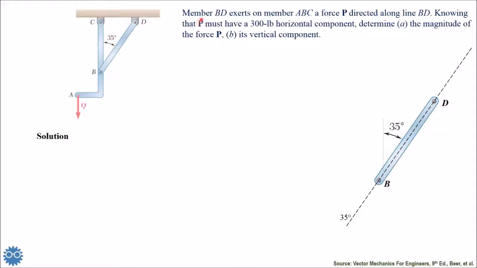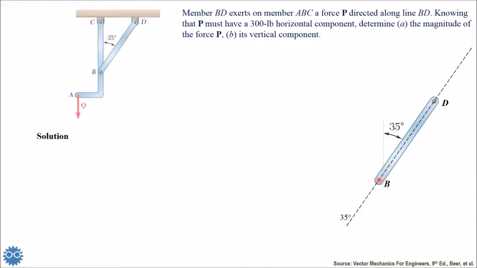So let's read the problem. Member BD exerts on member ABC a force P directed along line BD, knowing that P must have a 300-pound horizontal component. Determine A, the magnitude of the force P, and B, its vertical component. Now, we are concerned here with the point B.